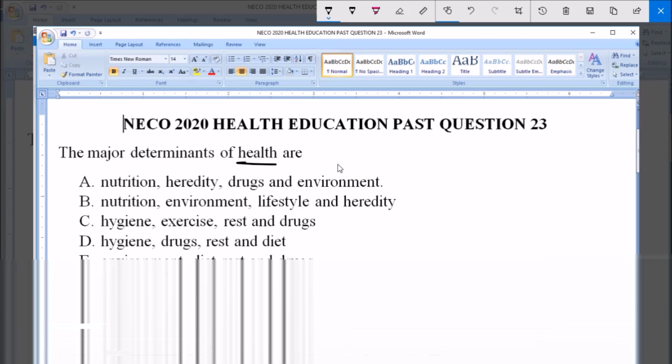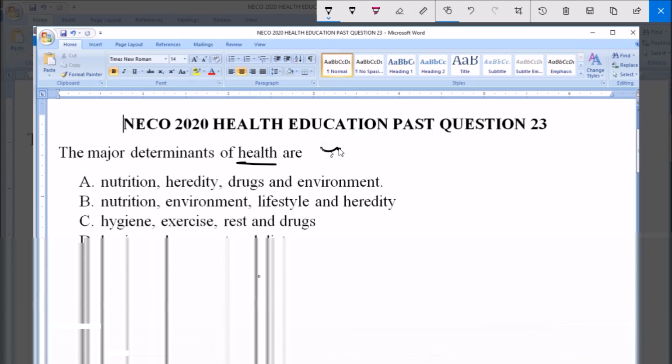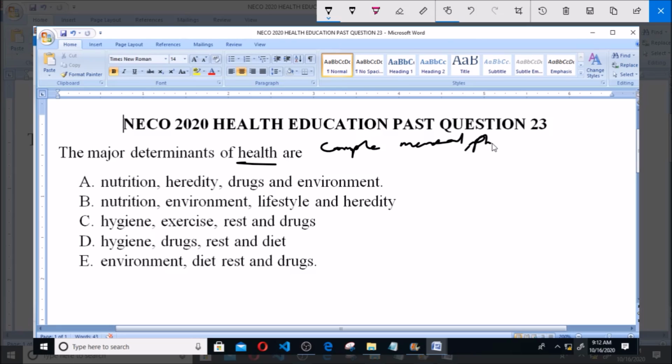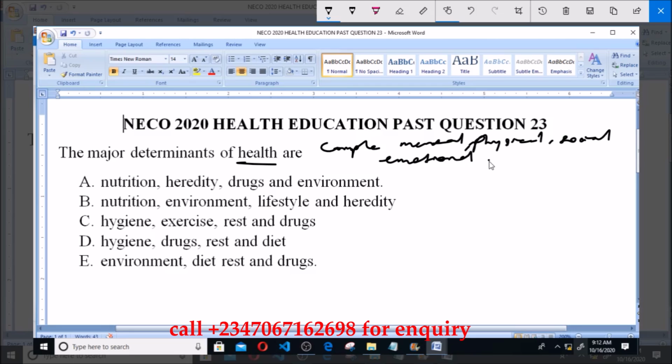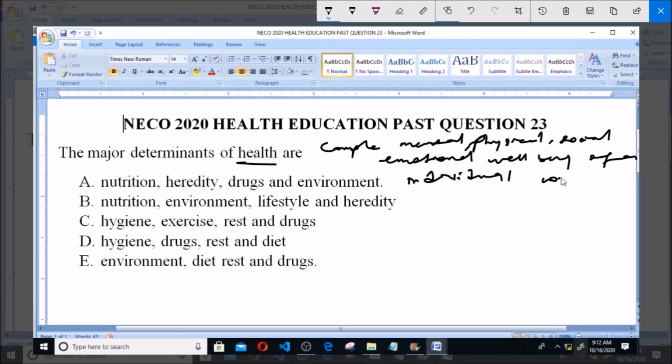Now we are asked for the major determinants of health. And like we know, health is defined by WHO as the complete or total mental, physical, social, emotional well-being of an individual without merely the absence of disease. Now, this is the definition of health by WHO.